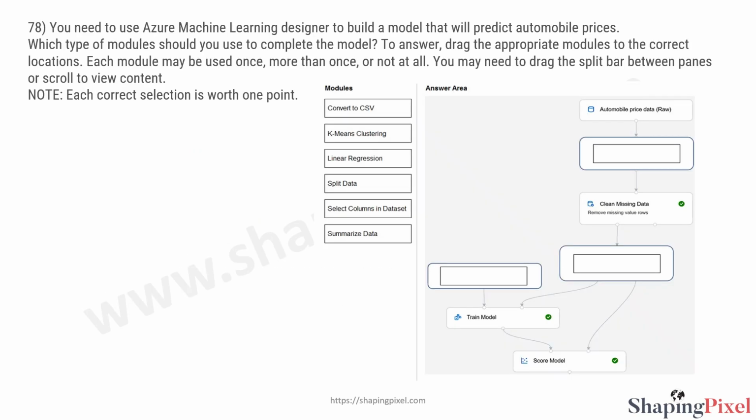Question number 78. You need to use Azure Machine Learning Designer to build a model that will predict automobile prices. Which type of module should you use to complete the model? To answer, drag the appropriate modules to the correct locations. Each module may be used once, more than once, or not at all. You may need to drag the split bar between panes or scroll to view content. Each correct selection is worth 1 point. So we have the following modules: convert to CSV, k-means clustering, linear regression, split data, select columns in dataset, summarize data.